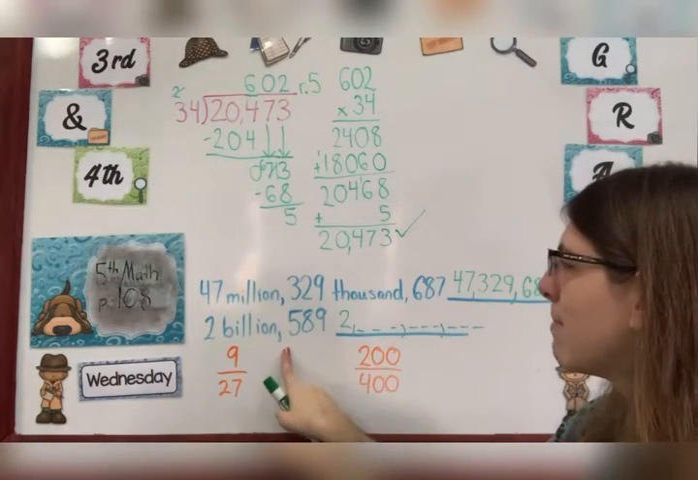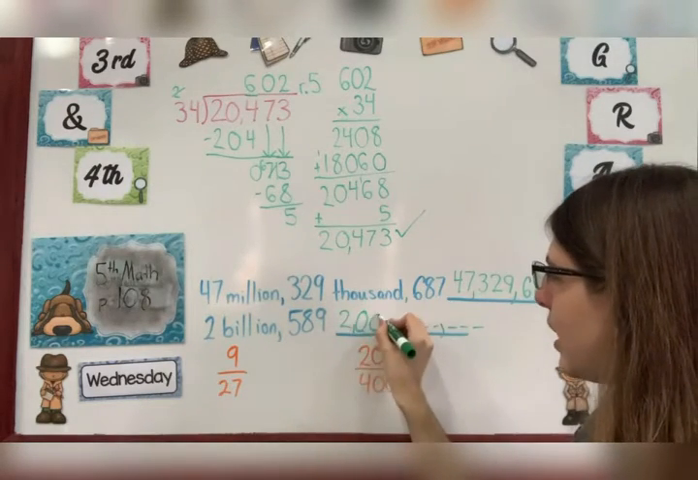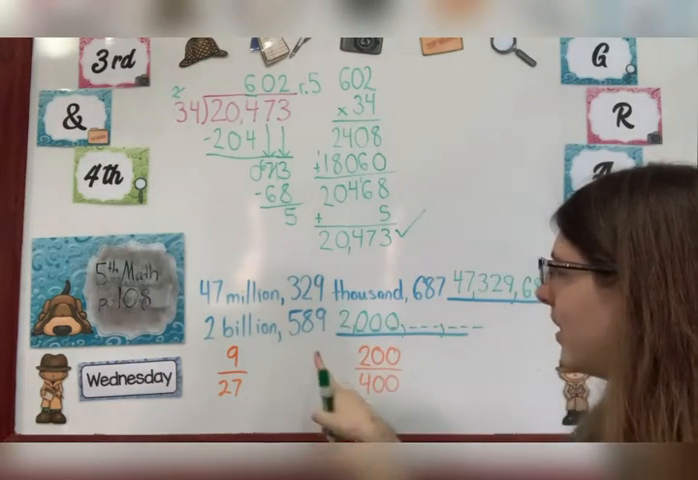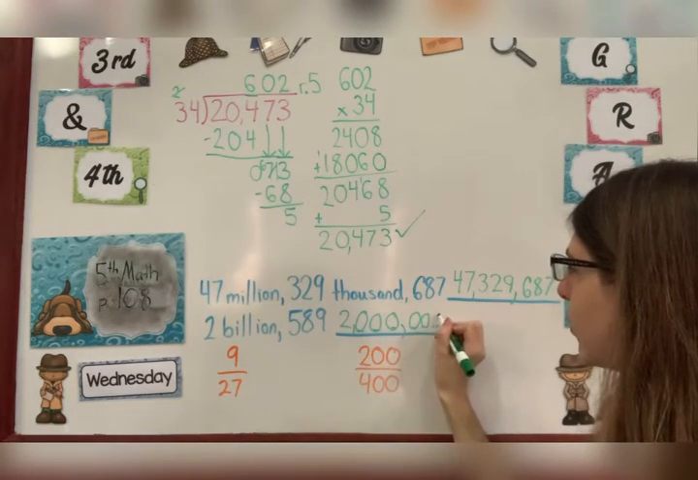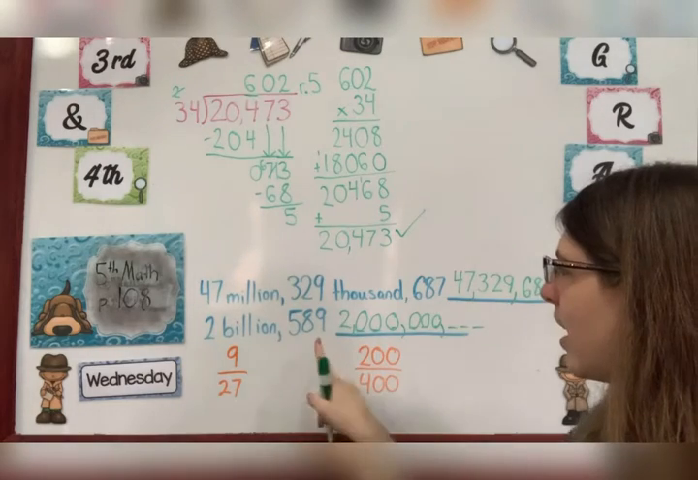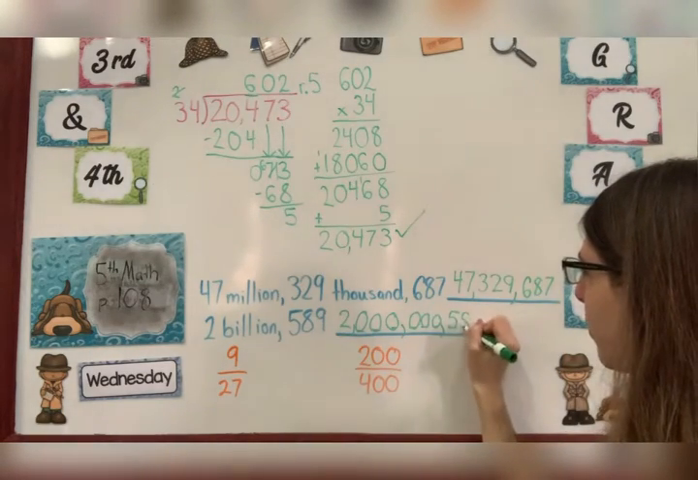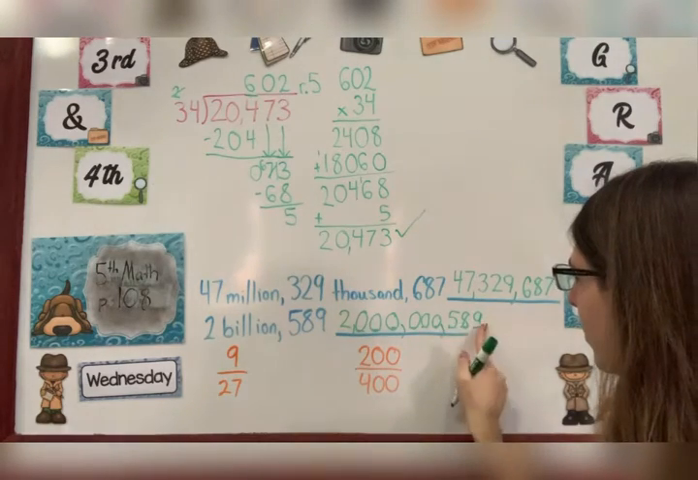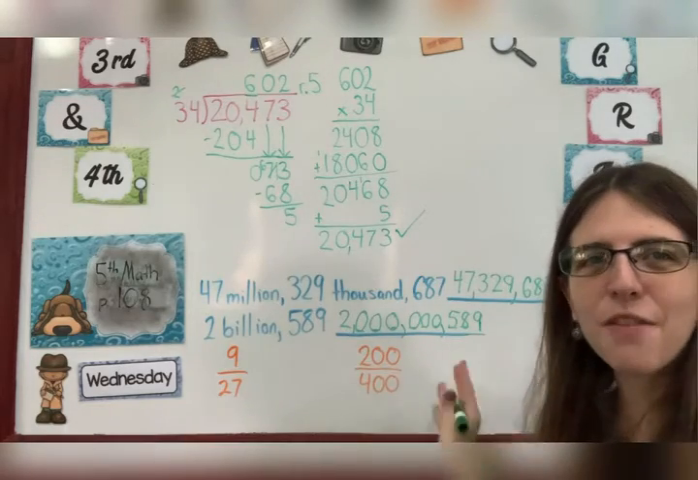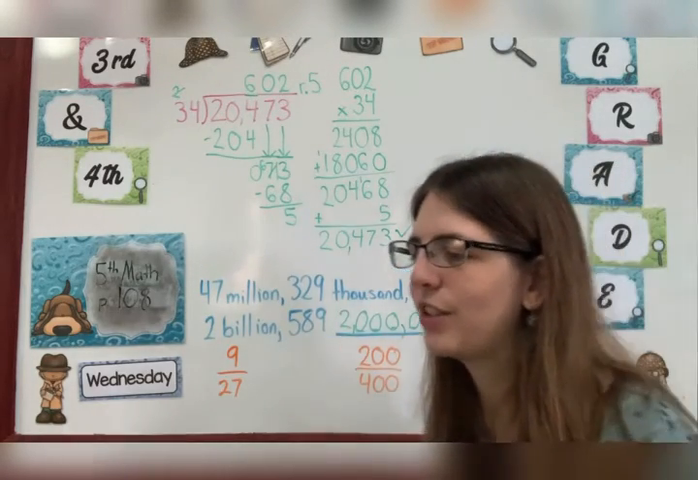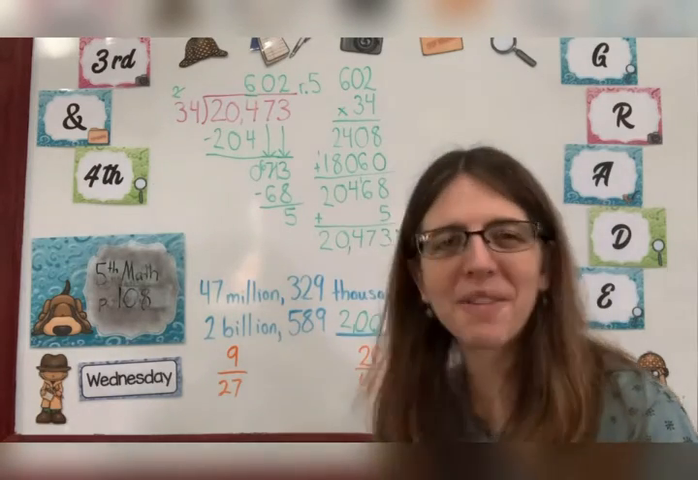Does my problem say millions? No, so I have to fill my millions group with zeros. Does it say thousands? Nope, so again, I have to fill my thousands group with zeros. 589, that one goes in my last group. So there you go, that's how you fill it up, okay? And you'll do letters C, D, and E very much the same way.